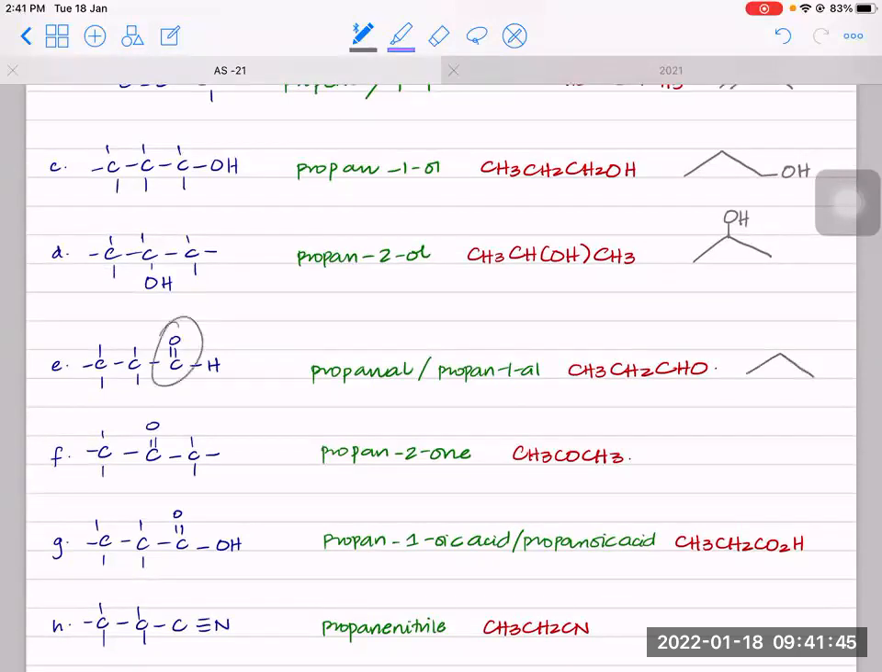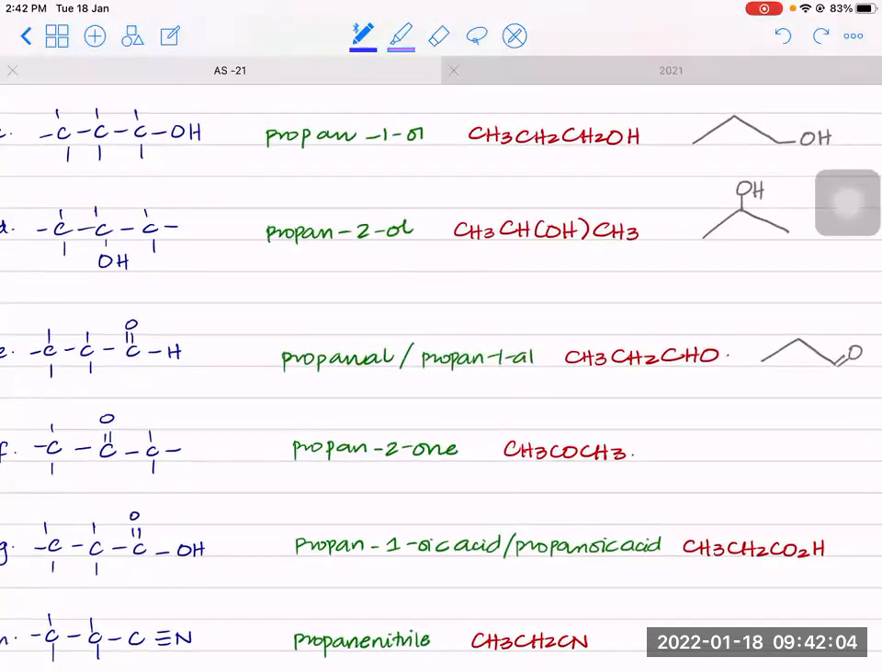Part 5 would be 1, 2, 3 carbons. And on this carbon, you have a double bond O. So you show a double bond O like this. Yes. Don't show the H here because this H here is attached to the carbon. Don't have to show it. And how do you decipher? How do you read this?